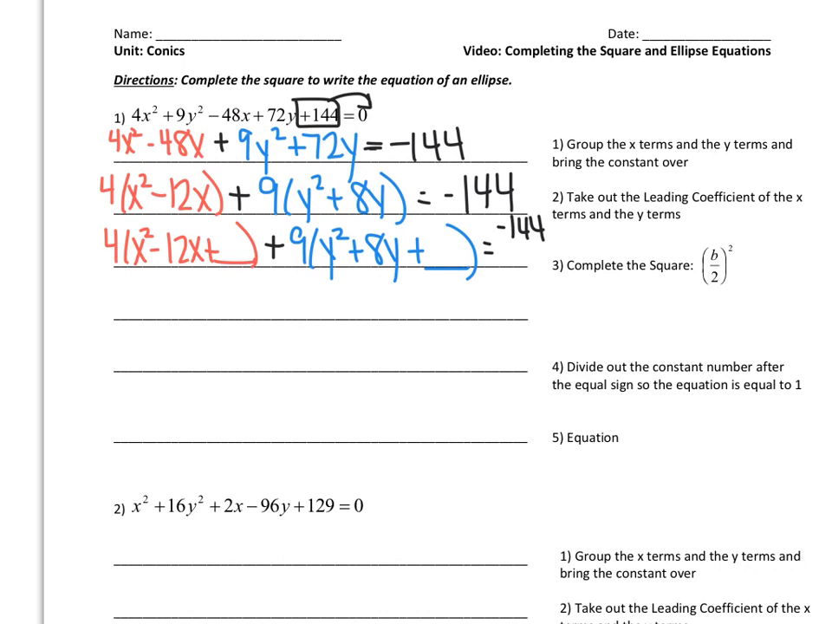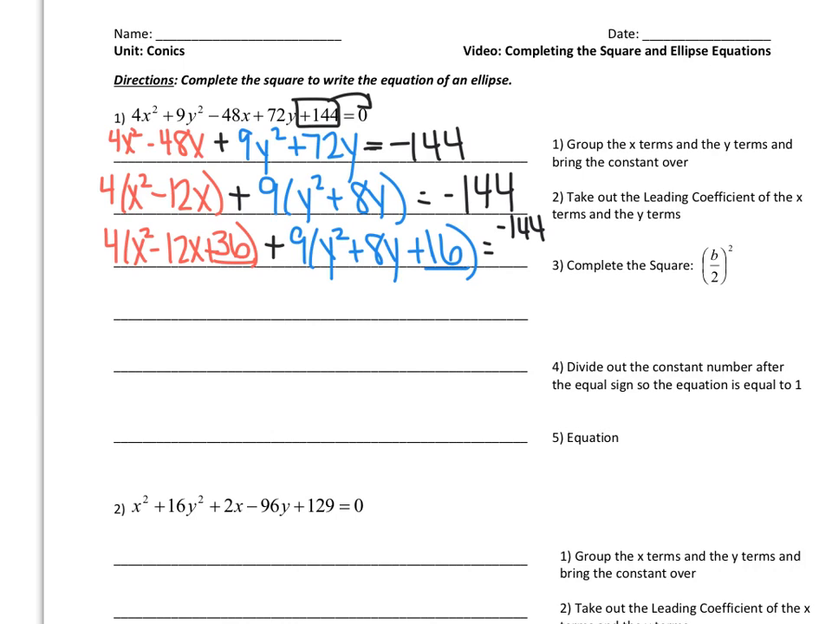All right, so if I have the negative 12, I'll get negative 6. If I square negative 6, I'll get 36. So that's the number that goes there. Now, if I half the 8, I'll get 4. And if I square that, I will get 16. So that's the number that goes here.